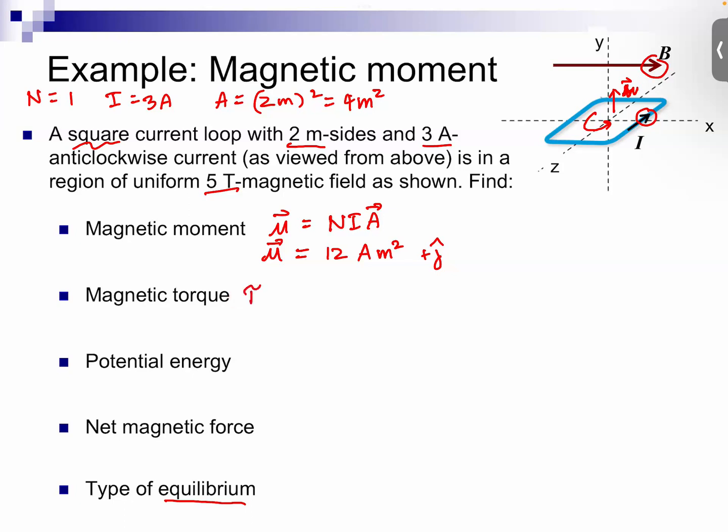We want to find the torque. Torque is equal to dipole moment crossed with the magnetic field. To find the magnitude, it is of course mu B sine theta. So for the magnitude, you have 12 for the magnitude of the magnetic moment mu times the magnetic field B, which is equal to 5 Tesla.